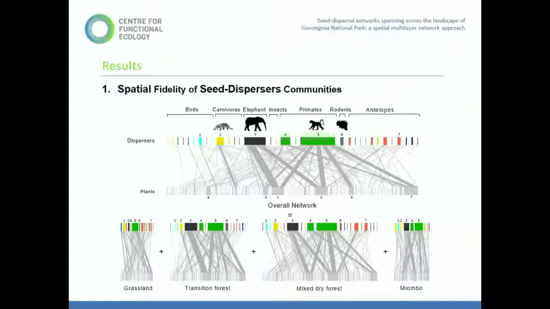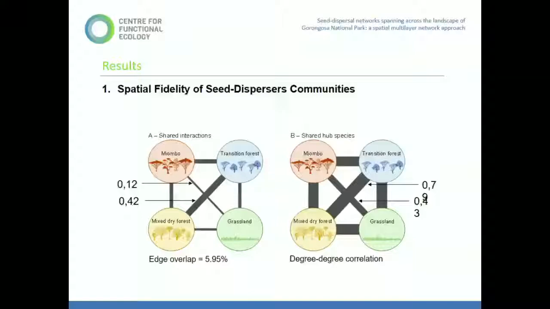Looking at similarities between the habitats, there was a very low edge overlap, so the number of links shared by all the habitats was quite low. And if you look at the different habitats, the mixed dry forest and the transition forest are quite similar, and then Miombo and grasslands are quite different in terms of shared interactions.